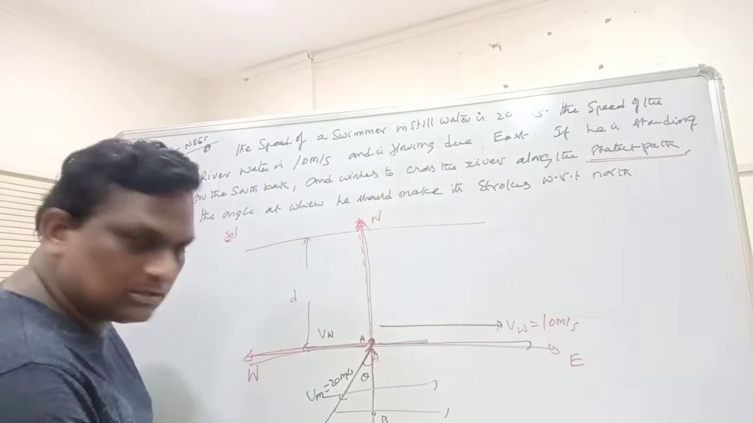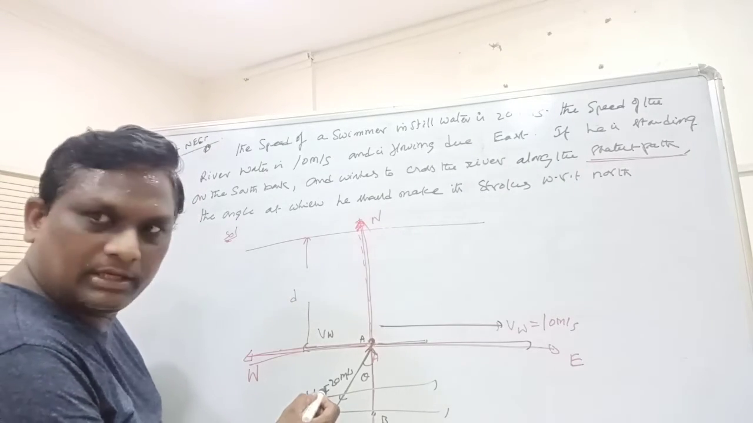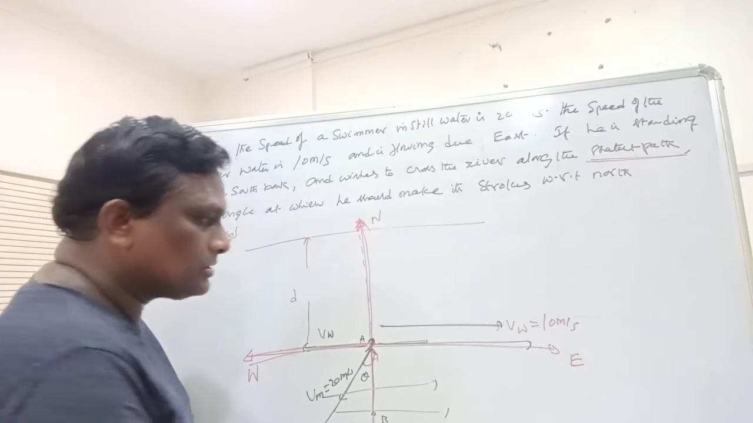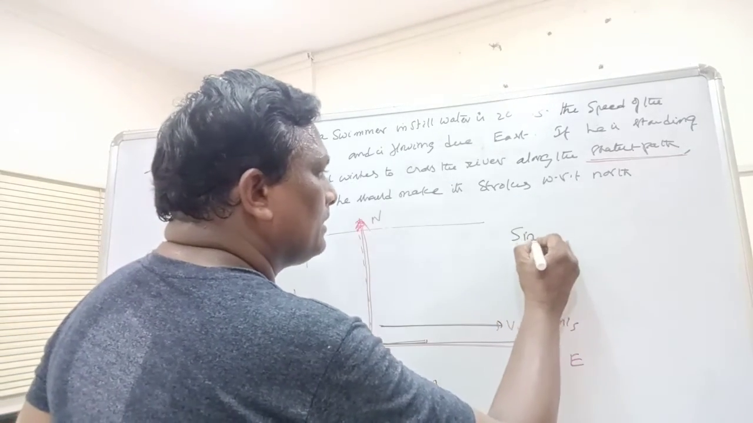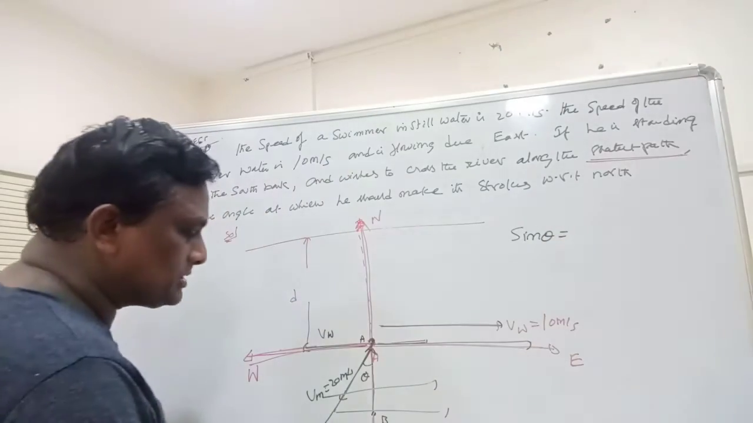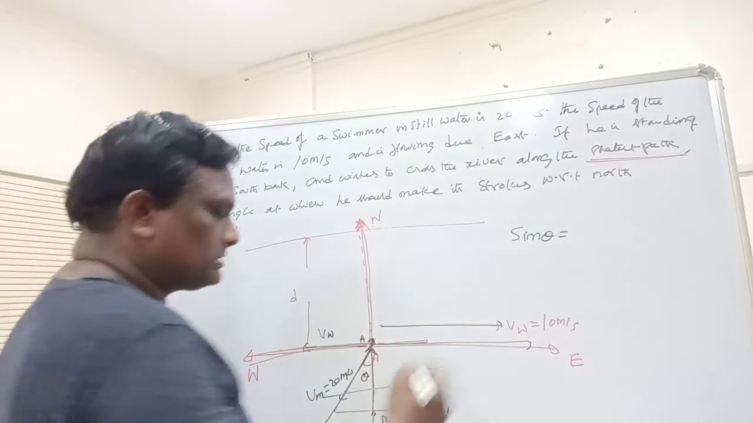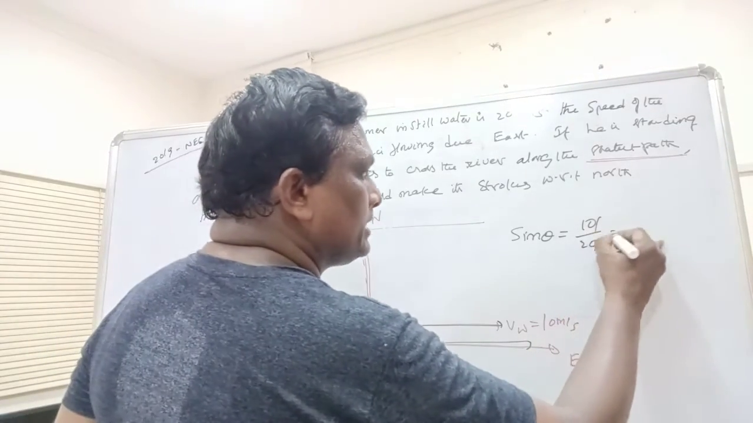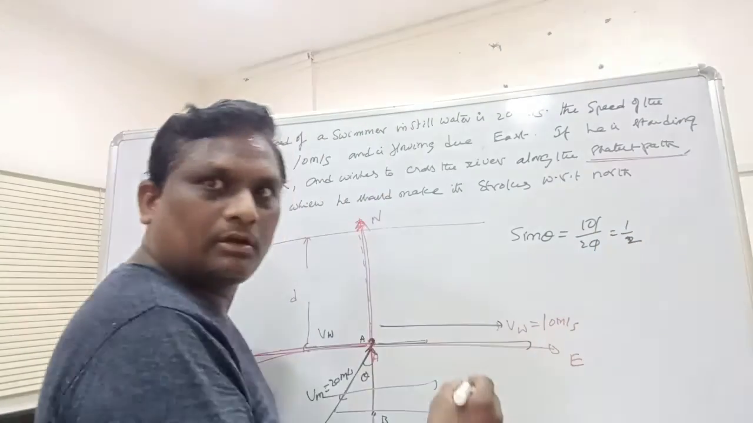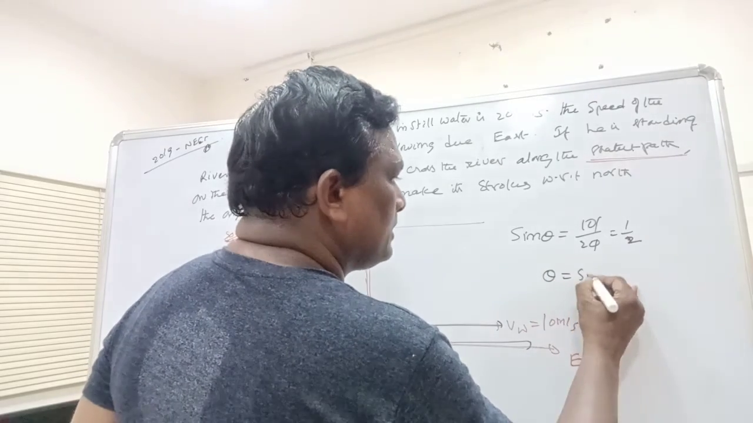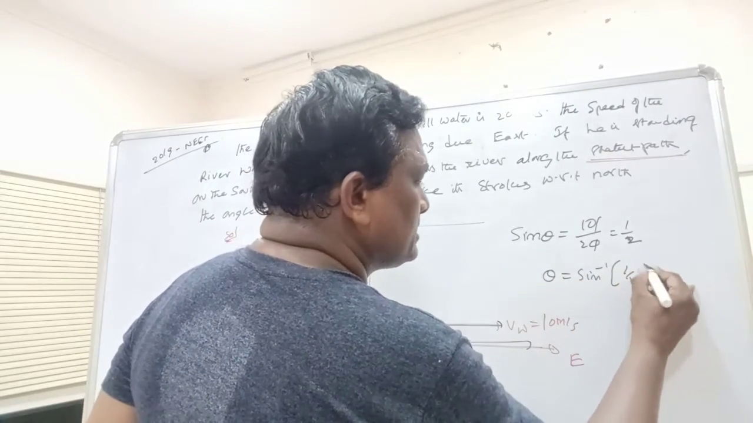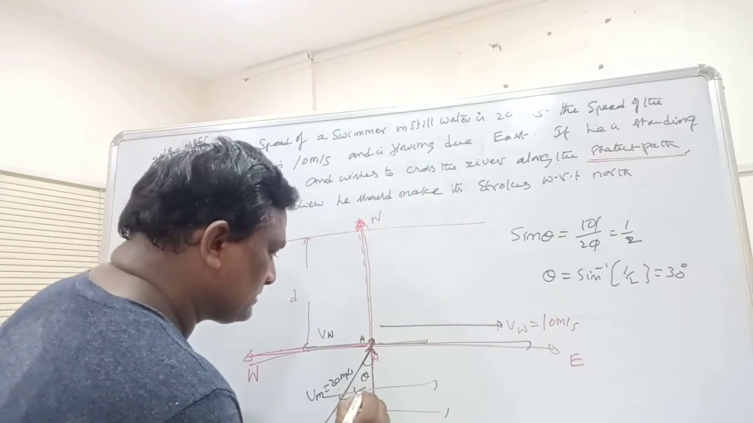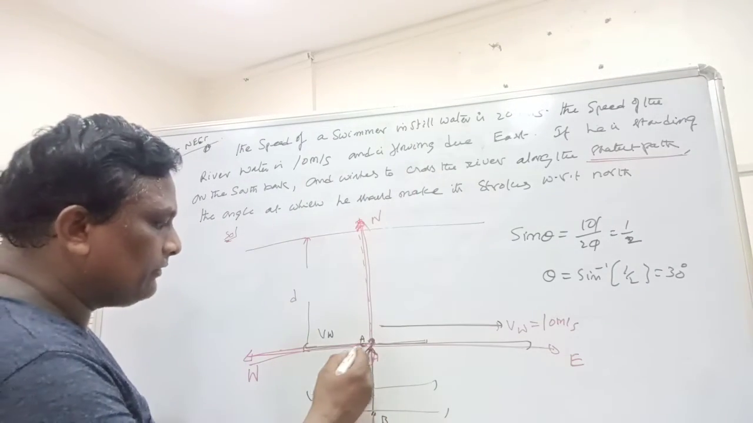Right. So this is 10 meter per second, this is 20, and this theta we have to find out. So sin theta is equal to opposite side by hypotenuse, means 10 divided by 20, that is equal to 1 by 2. So theta is equal to sin inverse of 1 by 2, that is equal to 30 degrees. So 30 degrees due west.